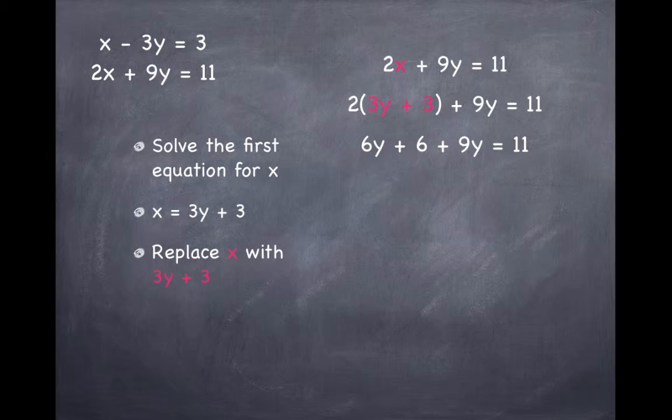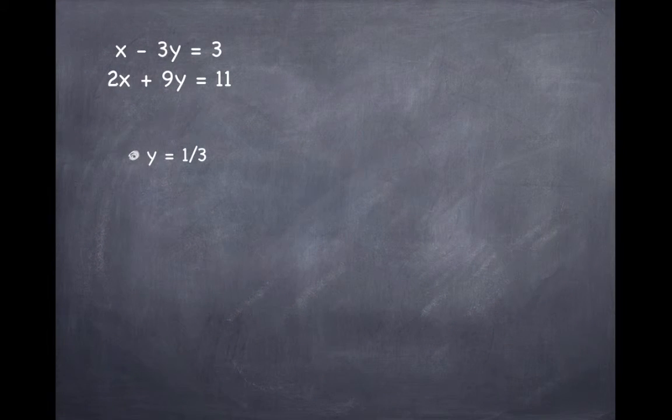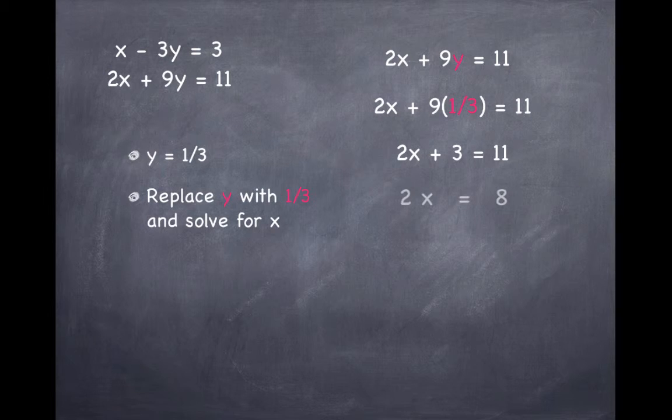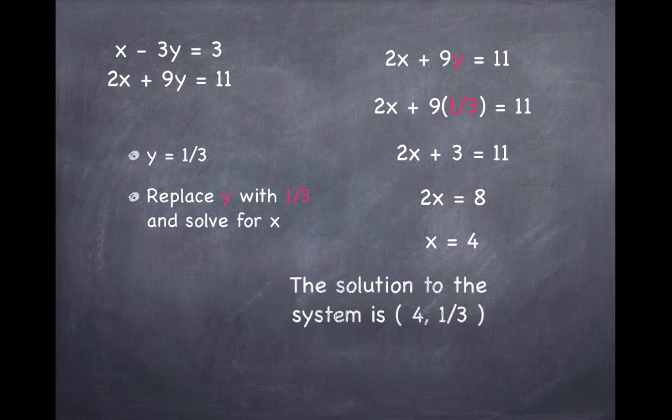Use the distributive property, combine my like terms, subtract, and y equals 1/3. Now I take that 1/3 and put it in one of the equations and solve for x. So if I put 1/3 in the second equation, 1/3 of 9 is 3. I'll subtract 3, divide by 2. And so the solution to this system is 4, 1/3.